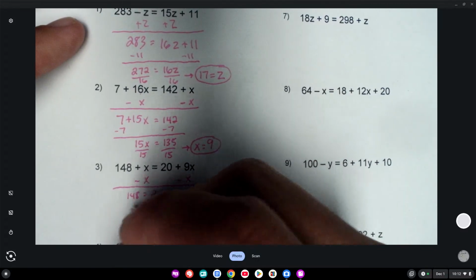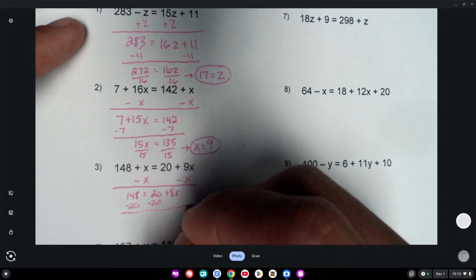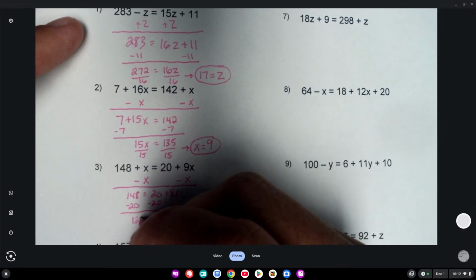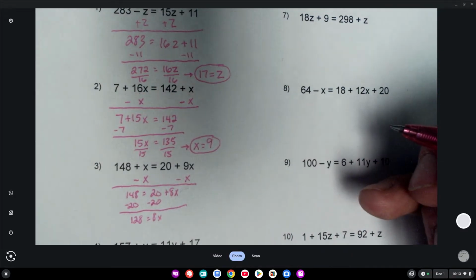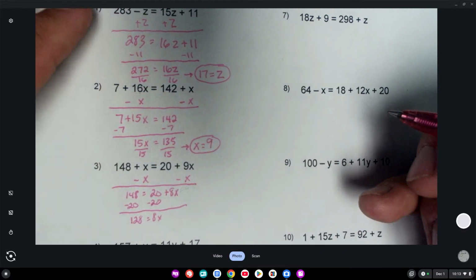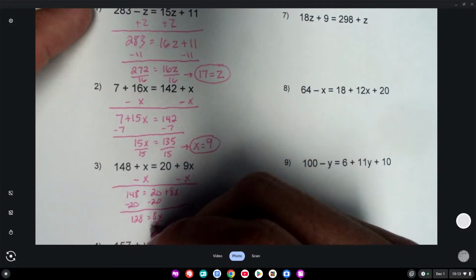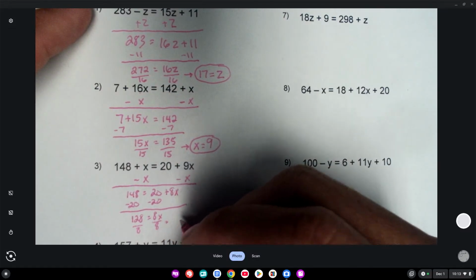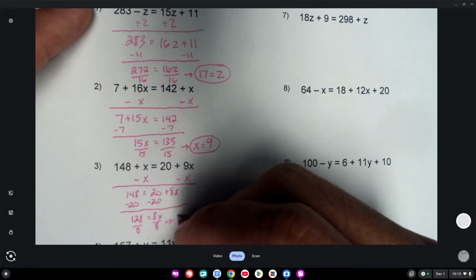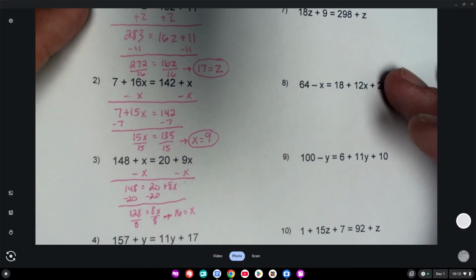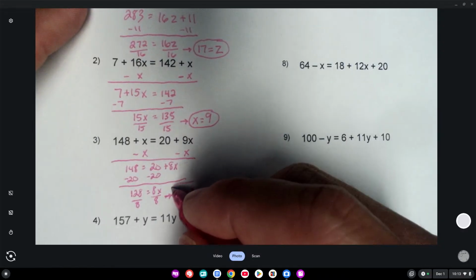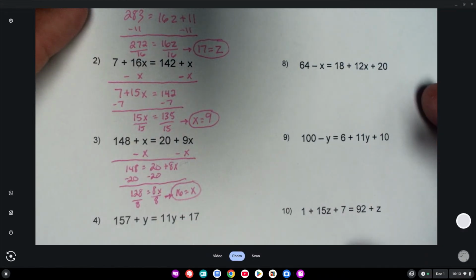Now I'll subtract the 20 to get the x's all by themselves. That gives me 128 equals 8x. And my last step is to divide by the number in front of the variable. So divide both sides by 8, and I get 16 equals x. Circle that, my solution.